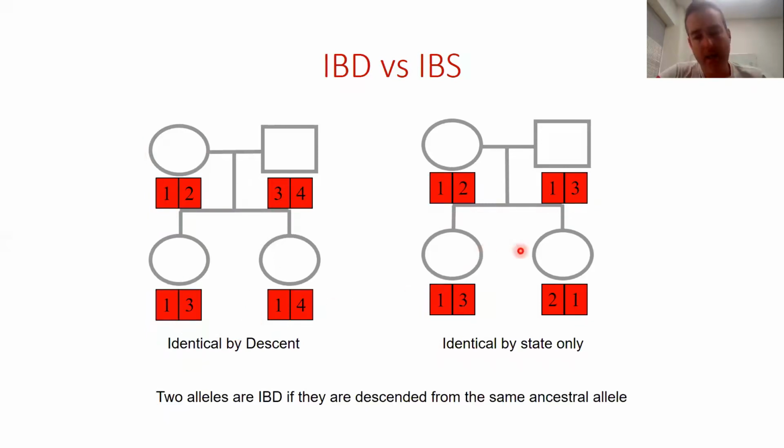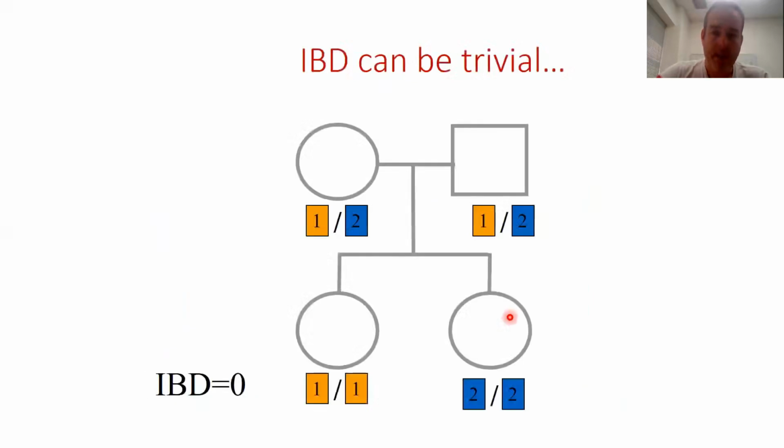In contrast, on the pedigree on the right, the one allele has come from the individual's mother in the case of this daughter here. But in daughter number 2, the one allele actually comes from dad. And so we say in this particular example, the one allele is identical by state only. It's not identical by descent.